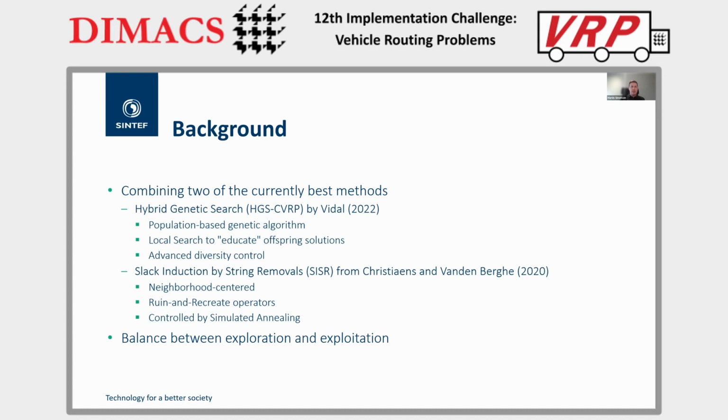So, starting with the HGS, it is a population-based genetic algorithm. However, in contrast to a standard genetic algorithm, it does not perform random mutations. Instead, it improves or educates the offspring solutions by doing local search. The local search consists of 10 different neighborhood types, including several versions of relocation, swap, and 2-opt. Additionally, it has advanced mechanisms for maintaining and controlling the diversity of the population.